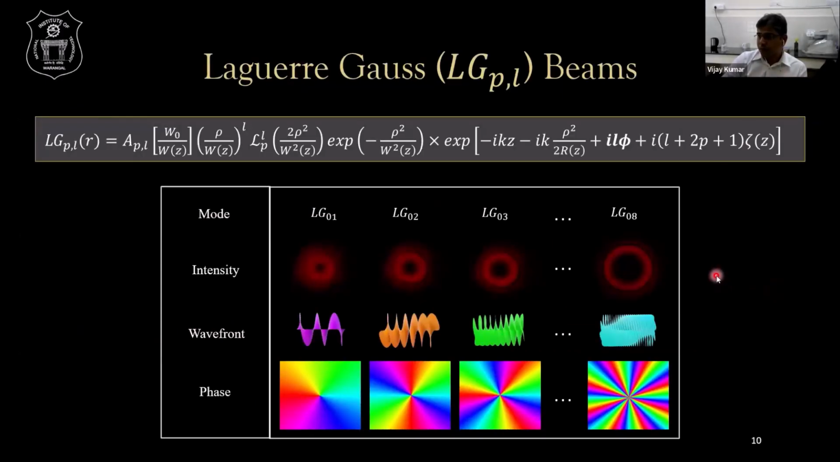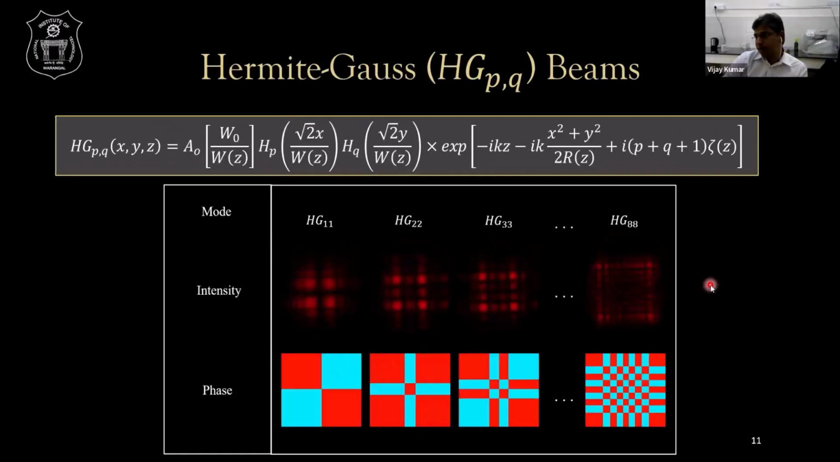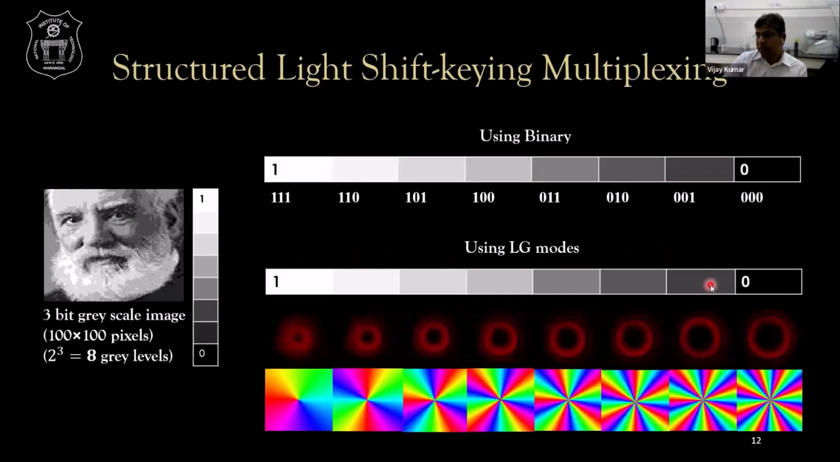So just for the sake of completeness, these are the few LG beams and the corresponding LG beams. So how do we do shift keying? For that, let us consider a 3-bit grayscale image.